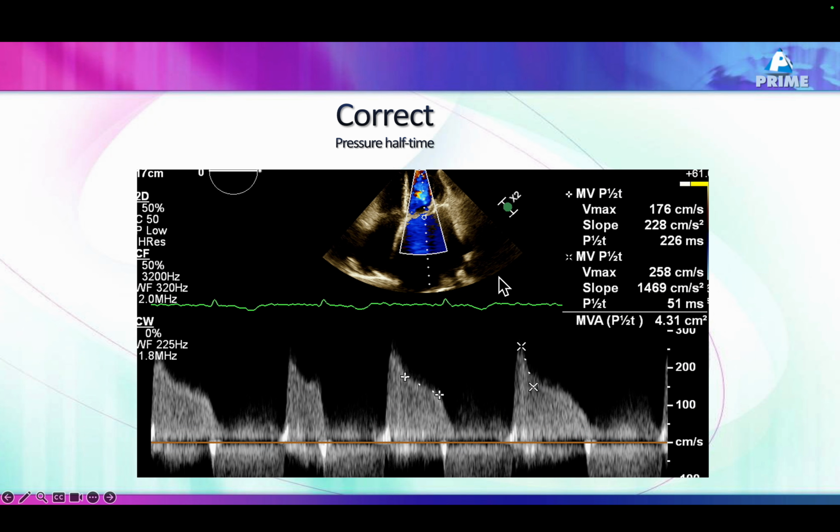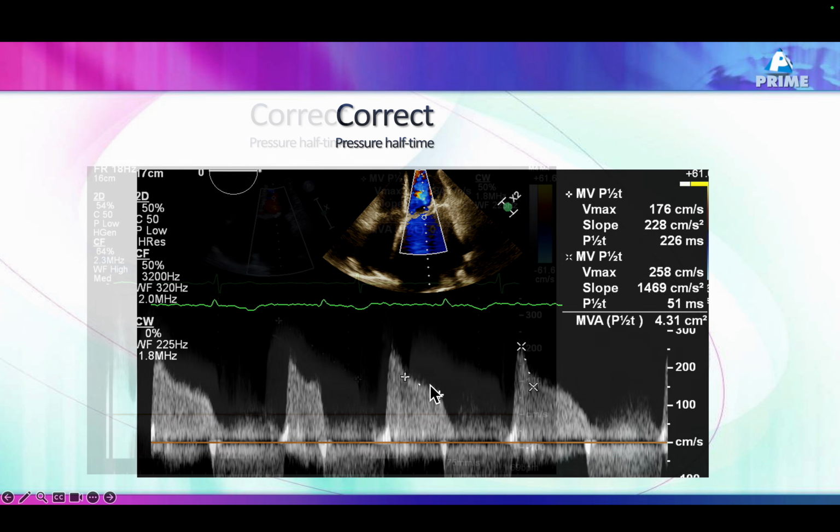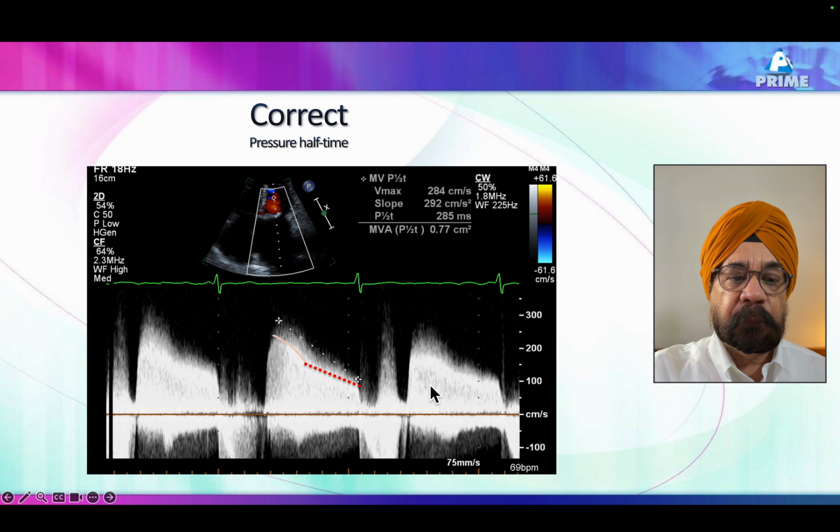So this is again what I am showing you. This is the wrong method of calculating pressure half time, and this is the right method of pressure half time because of this ski phenomenon. So in this patient, the correct pressure half time would have been this.